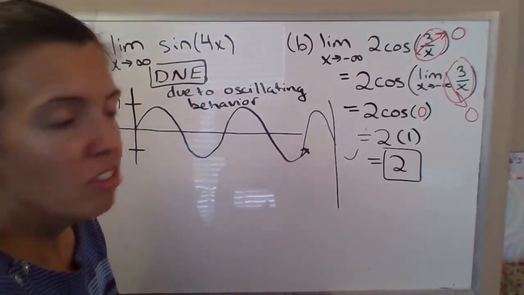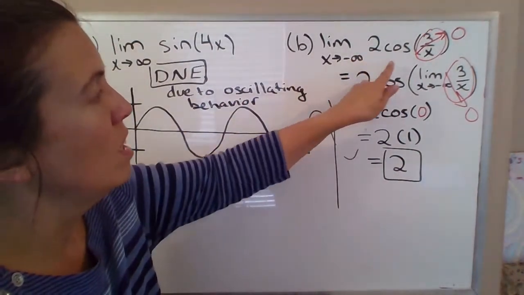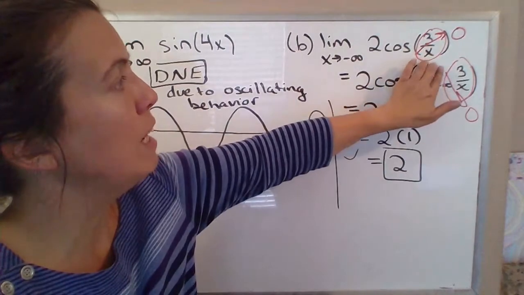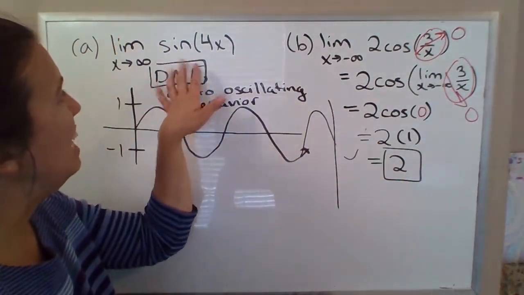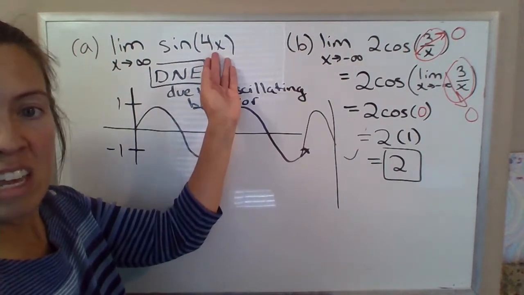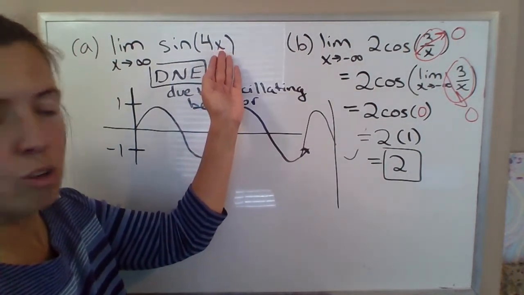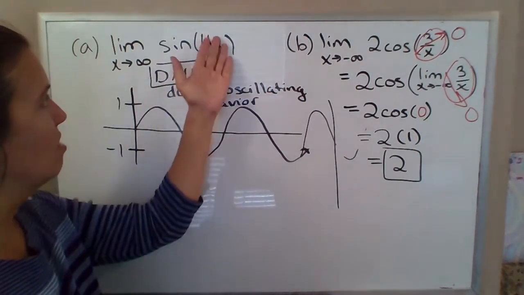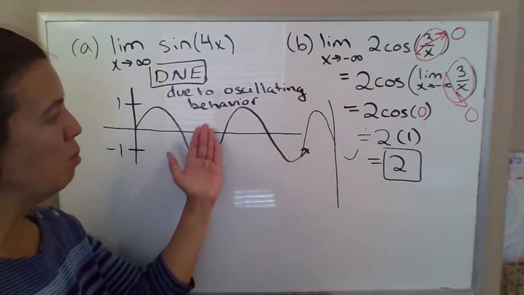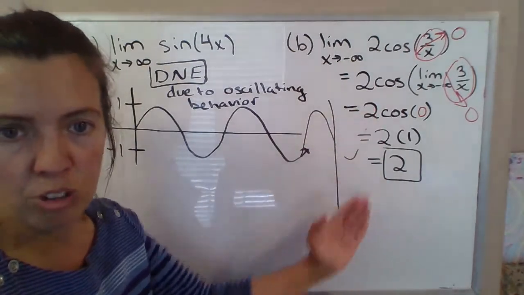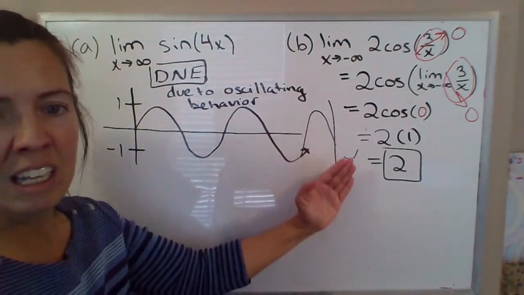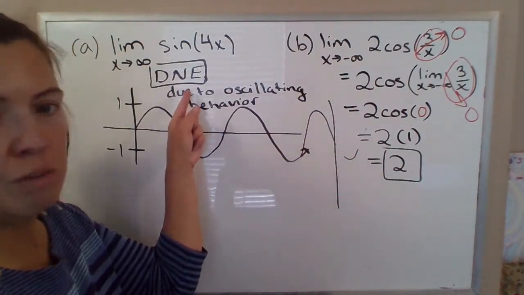So in this case, the limit exists because as x approaches negative infinity, we end up just taking cosine of 0, which is a finite number. Whereas here, the argument, what's inside of the trig function, is going to infinity, and as what's inside of the sine function approaches infinity, sine's just going up and down and up and down. Same deal for cosine. It's not approaching any fixed value, and so the limit does not exist.